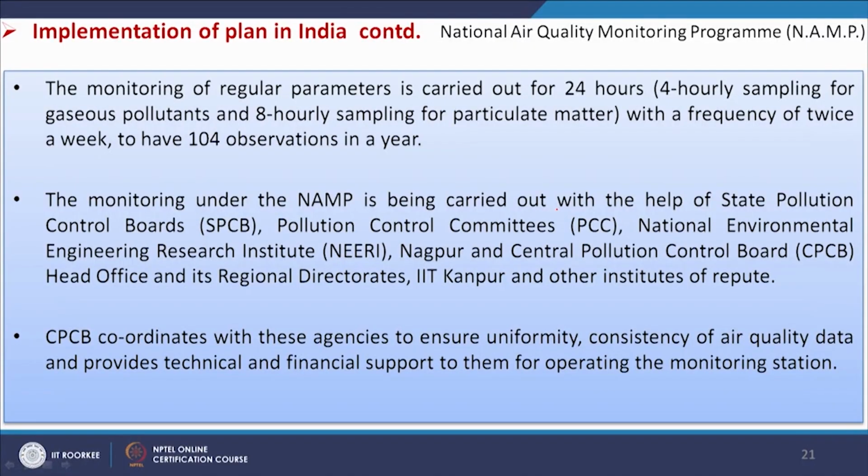The monitoring under the NAMP is being carried out with the help of state pollution control boards, pollution control committees, the National Environmental Engineering Research Institute, Nagpur, the Central Pollution Control Board head office and its regional directorates, IIT Kanpur and other institutes of repute. CPCB coordinates with these agencies to ensure uniformity and consistency of air quality data and provides technical and financial support to them for operating the monitoring stations.